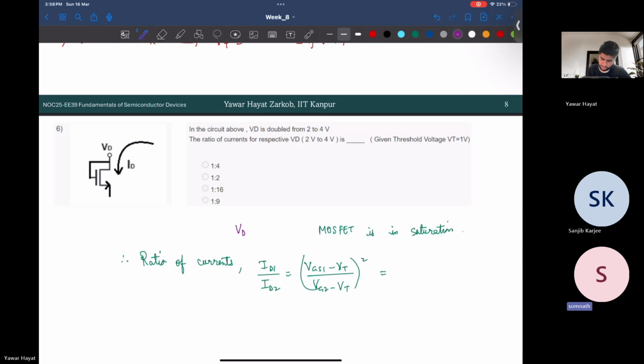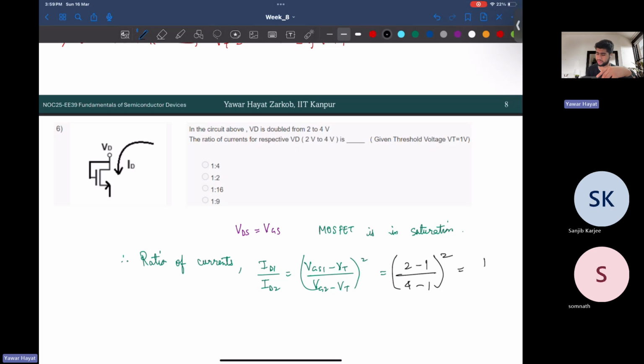Do you agree? Yes, sir. Always. I can write this for a diode-connected MOSFET, right? So my VGS1 will be the same as VDS. And what is VDS1? That is 2. For VGS1 it's 2, VGS2 is 4. Correct. This will be something like this.